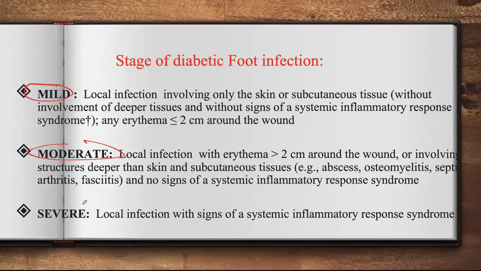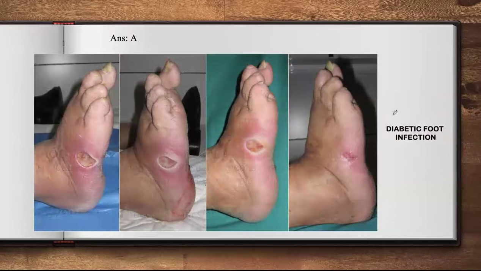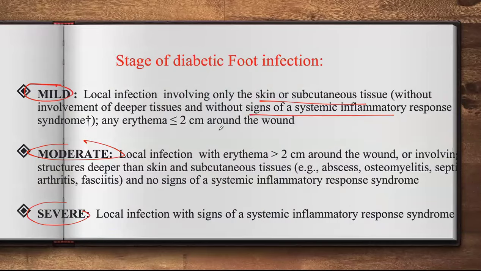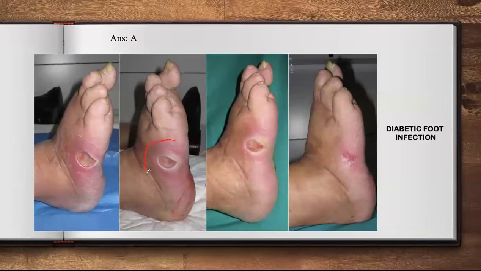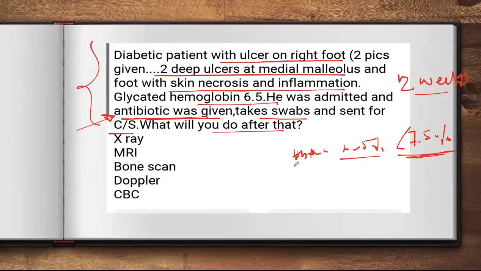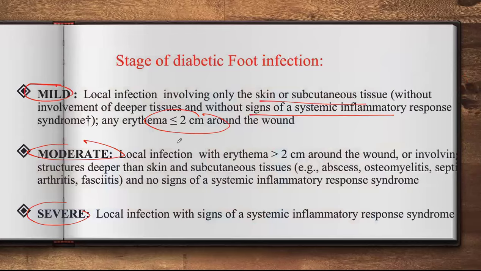We divide it into mild, moderate, and severe. It's important because it helps us manage the patient. Let's say mild is a local infection only involving the skin and subcutaneous tissue, and there is no sign of inflammatory response. That means no fever, no nausea, vomiting, no sign of systemic infection. It's just a localized infection, and the redness around the wound is less than 2 centimeters. If this surrounding erythema is less than 2 centimeters and the patient doesn't have any systemic symptoms, we can call it mild infection.